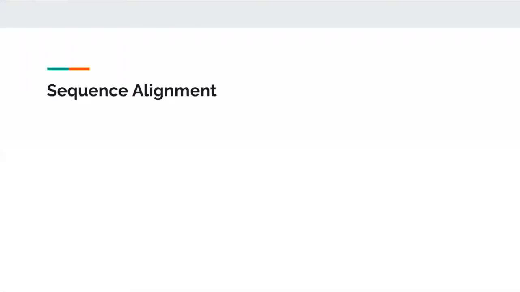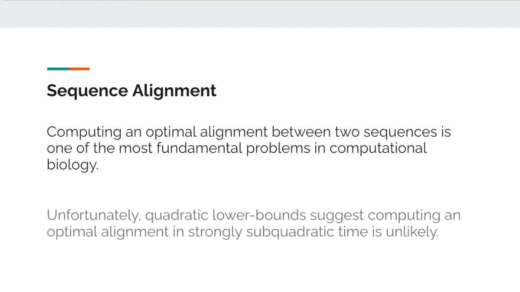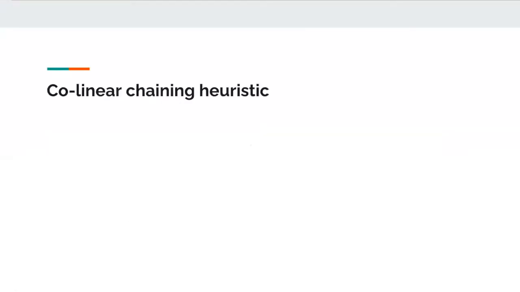Sequence alignment is one of the most fundamental problems in computational biology. Unfortunately, computing an optimal sequence alignment is not as easy as we might like. Even when we look at only two sequences, doing significantly better than the quadratic time dynamic programming algorithm for edit distance seems hard. So we turn to heuristics, which is where collinear chaining comes in.